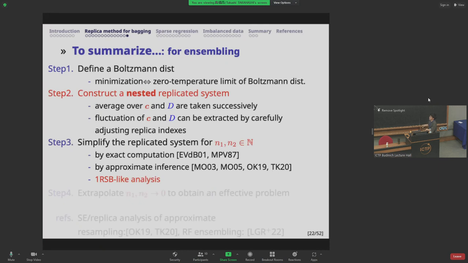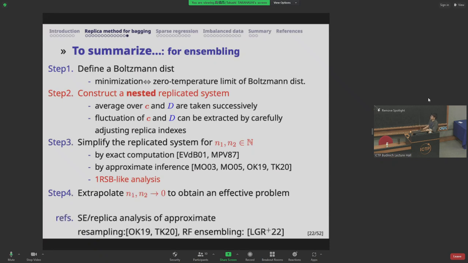This step is basically very similar to the Morris-Villike analysis. So if you can compute a replica symmetric solution for one problem, then extending it to the resampling problem is very easy. And finally, we need to take the limit n1 and n2 goes to 0.